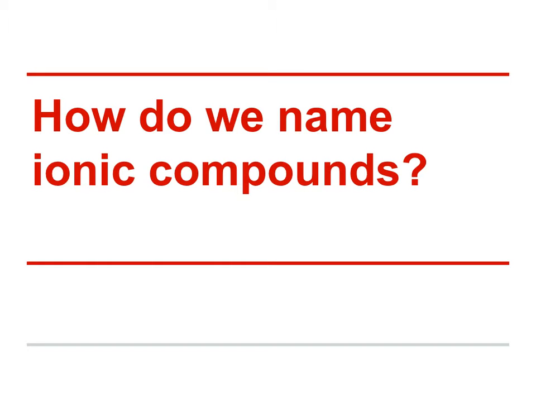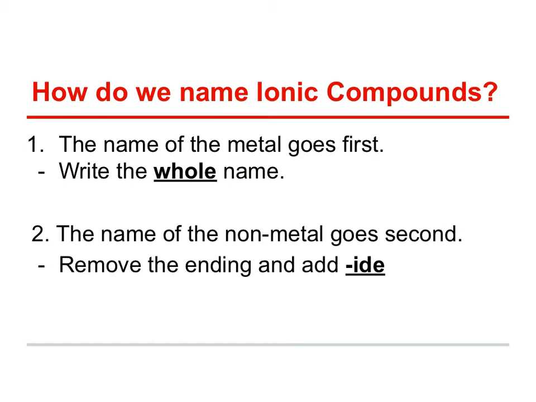Okay, you guys, our last skill then is how do we name ionic compounds? So we used two different methods. We used the drawing method, we did the dot diagrams with arrows, and we just practiced the crisscross method for putting ionic compounds together, for making their formulas. Now we're going to learn how to name them. So there are two steps to naming ionic compounds.